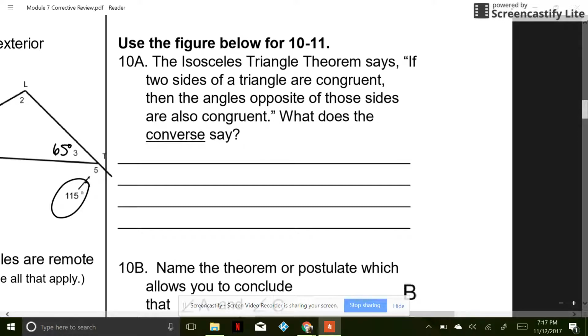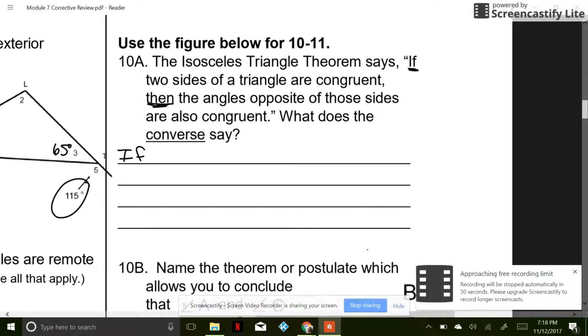All right, so the isosceles triangle theorem says if two sides of a triangle are congruent, then the angles opposite of those sides are also congruent. What does the converse say? When we take the converse of a theorem, we switch the hypothesis and the conclusion. So we change the order of our statement. So we change everything after the word if and then is what we switch.